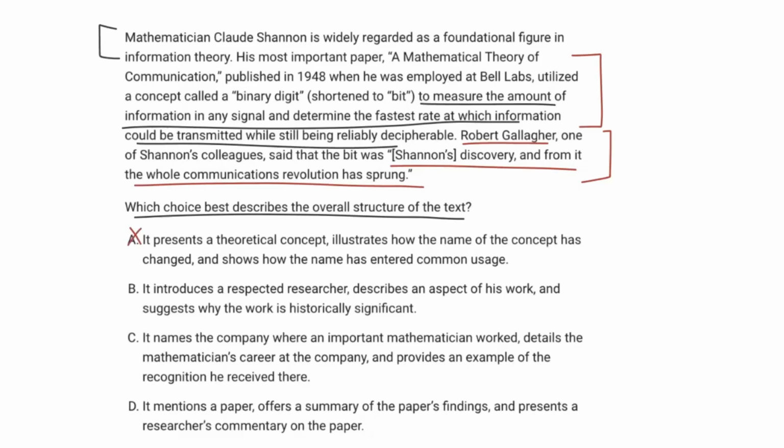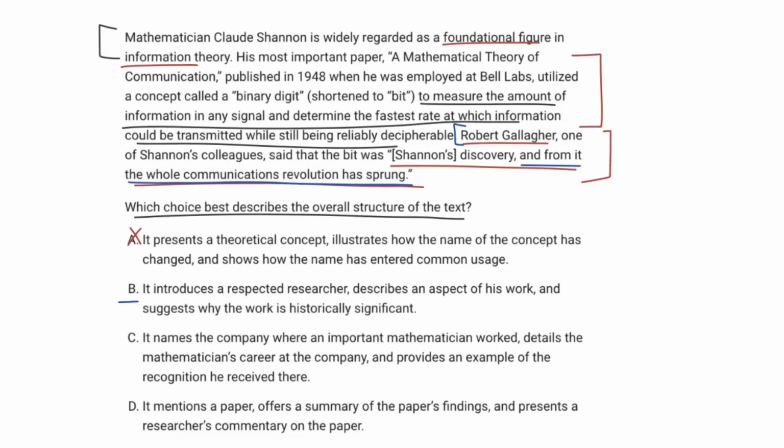B says it introduces a respected researcher, so it lines up, right? A mathematician is a respected researcher because it literally says foundational figure. Describes an aspect of his work. The important paper is the aspect of his work, and suggests why the work is historically significant. So does it suggest it's historically significant? What we have here is a researcher saying that his work was, and from it, the whole communications revolution has sprung. That sounds pretty significant to me historically, right? So I'm definitely leaning towards B, but let's read through the other answer choices.